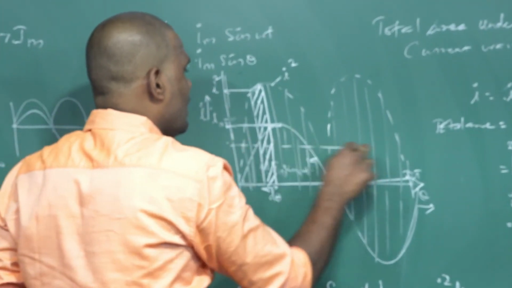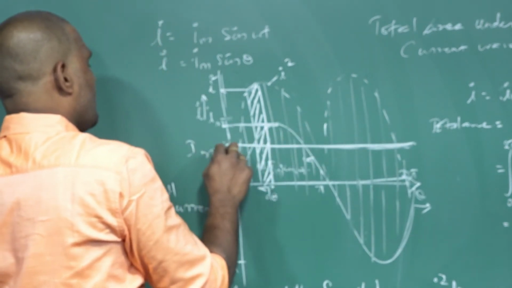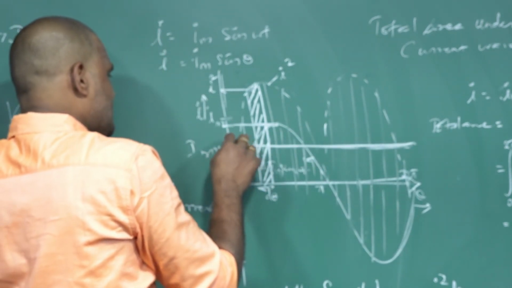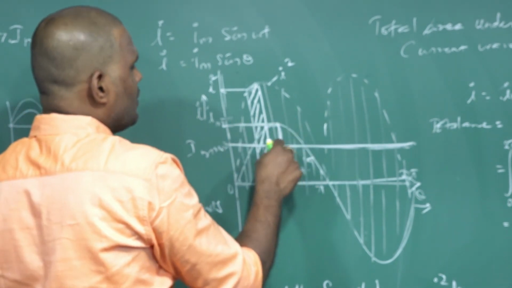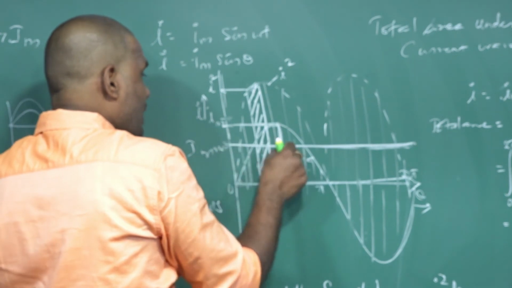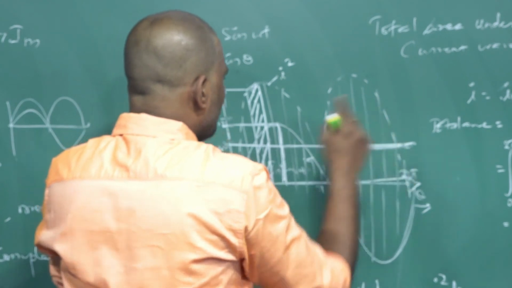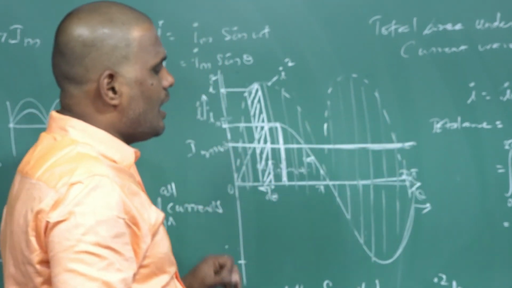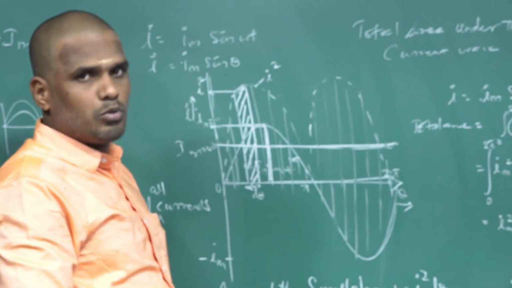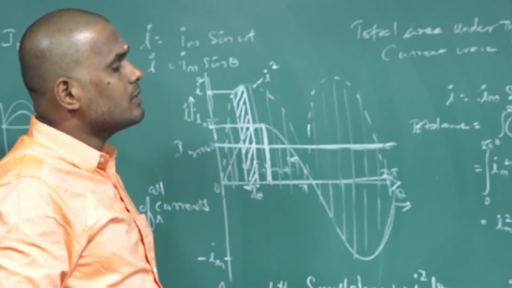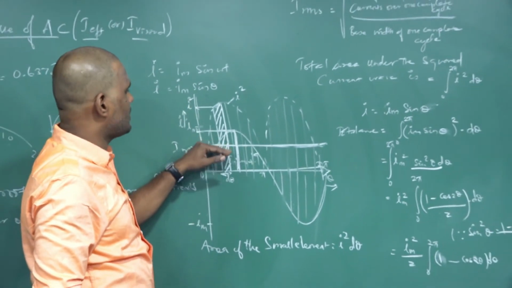So I can draw a dotted line here. This line represents IRMS. This IRMS is 70.7% of this peak value. This is the peak value, of which this 70.7% is the RMS value. Its behavior is the same as that of a steady current. So the RMS value of alternating current is either given as Im by root 2, or 1 by root 2 times the peak value of current, or 70.7% of the peak value of current. This is how a diagram must be represented.